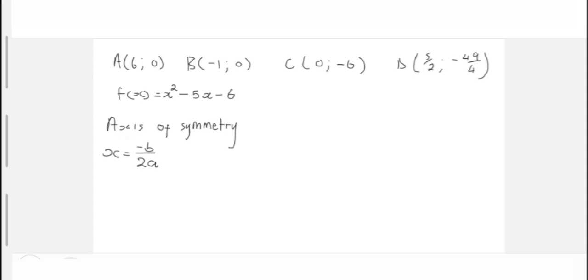We can find the axis of symmetry by using the equation x is equal to negative b over 2a. But we already did this before when we were finding the turning point, if you remember. It was the x coordinate of the turning point where we used this equation. So it's safe to say that the axis of symmetry will be x is equal to 5 over 2. And then we're going to move on to sketching.